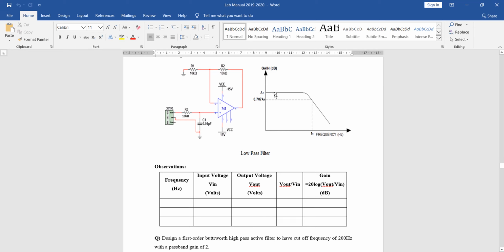Initially the gain will remain constant. At the cutoff frequency, the gain decreases to 0.707 times the passband gain, and then reduces further as the frequency increases, as we have seen in this particular part. So this is about the low pass filter.